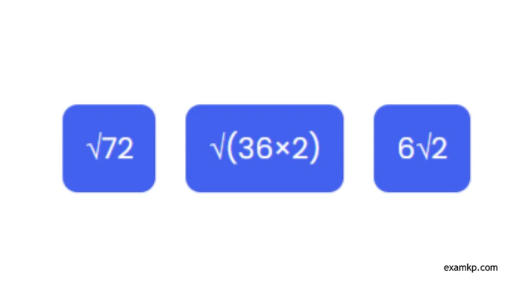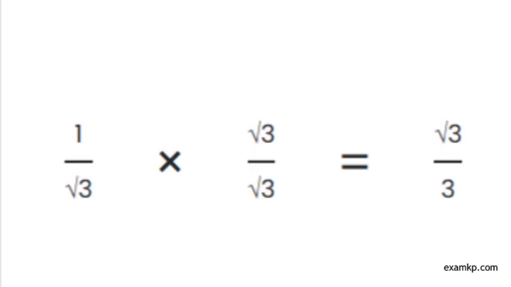The 2 skills you really need to nail down here are simplification and rationalization. Simplification is all about pulling out any perfect squares from under the root sign. And rationalization, well, that's just a fancy word for getting the surds out of the bottom of a fraction, which is something the exams love to ask.